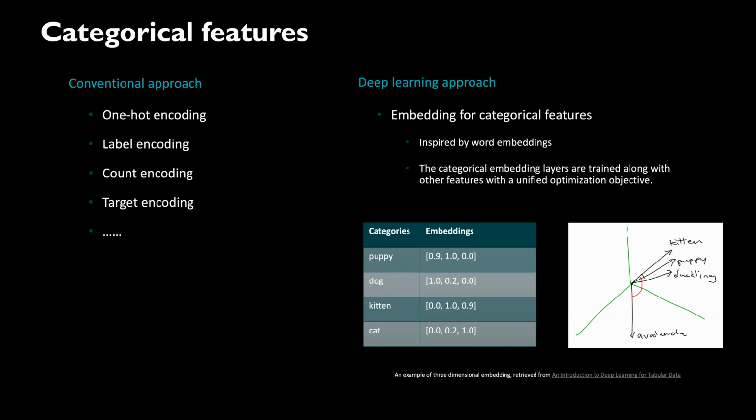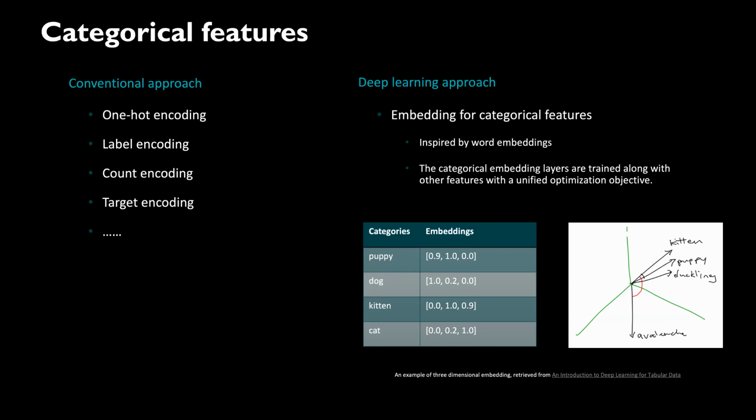Below, I give a quick example. If you take a look at the categories puppy, dog, kitten, cat, and so on, we would like to come up with embeddings. By embedding, I mean, here I'm just using three-dimensional vectors as an example. For puppy, we convert it to 0.9, 1.0, and 0.0, and for dog 1.9, and 0.2, and so on and so forth.